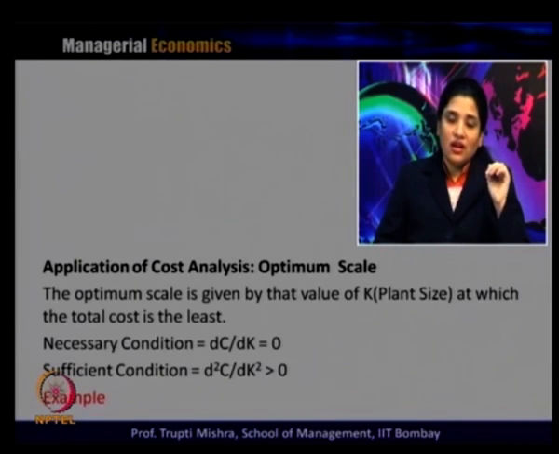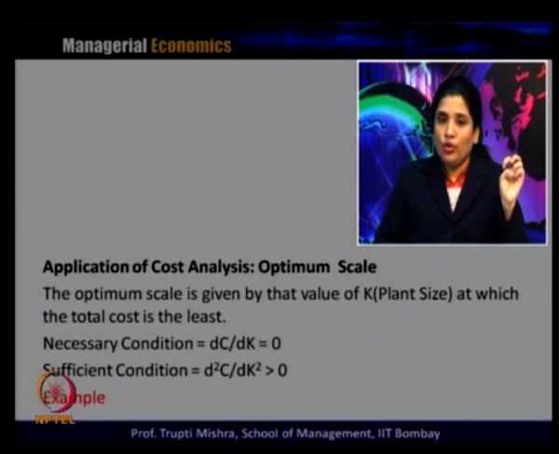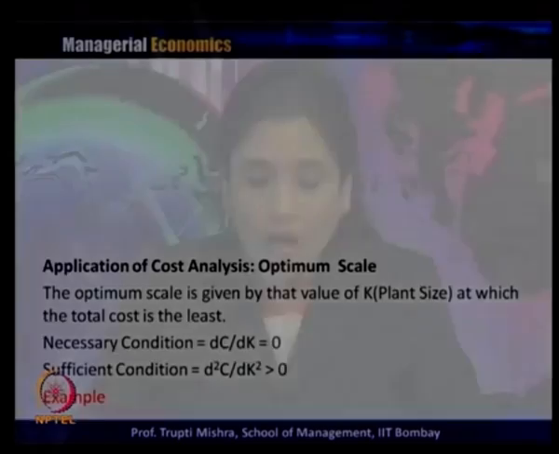Now, what is the necessary condition for this optimum scale? The necessary condition is dC by dK equal to 0, also known as the first order condition. So, the first order derivative essentially has to be equal to 0, and the sufficient condition is d square C by dK square greater than 0, that is the second order condition, where it has to be greater than 0. Now, we will take an example to understand how to use this cost analysis in order to identify the optimum scale.